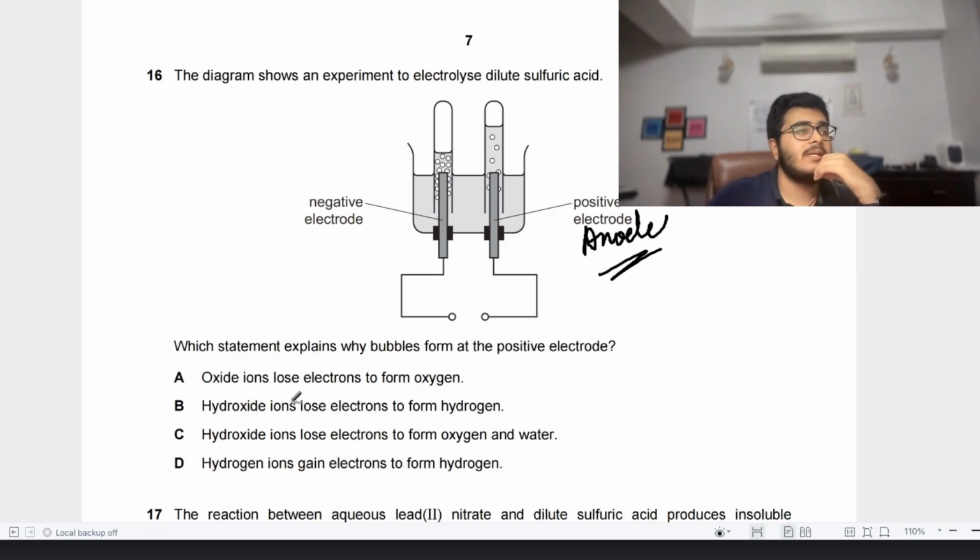So oxide ions lose? No. First of all, it's the anode, so ions are going to lose. This has to be clear. So wherever they are writing that they will gain, that is not the correct answer. So gain is also not the correct answer, right? Hydrogen ions lose electrons to form hydrogen? No. They lose electrons to form oxygen and water, right?